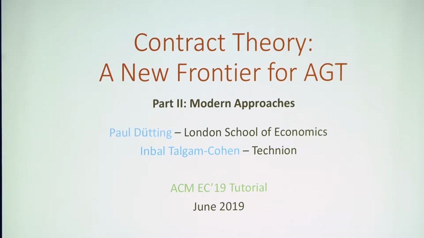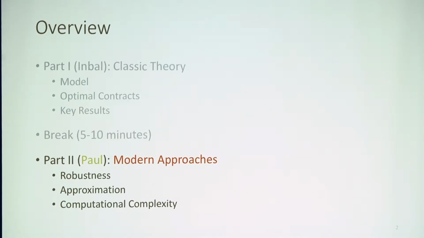Good. So what you saw in the first half was the basic model of contract theory, which was this hidden action principal agent model. And you also saw the basic design question, namely that of designing optimal contracts and how it can be solved using linear programming. And Inbal told you a bit about some of the questions that economists looked into, in particular, trying to find regularity conditions under which this optimal contract that comes out of this approach has natural properties such as monotonicity.